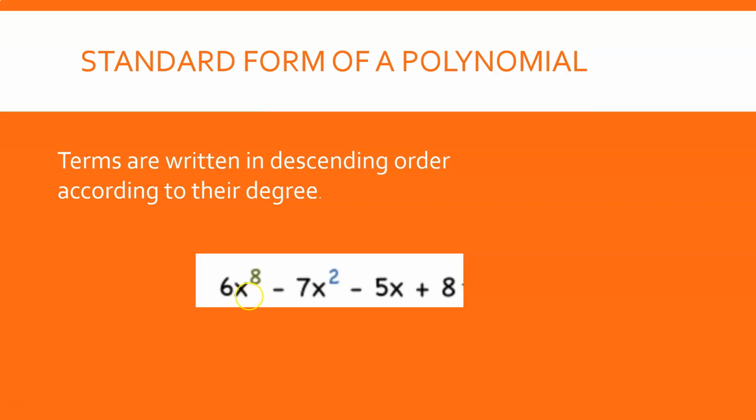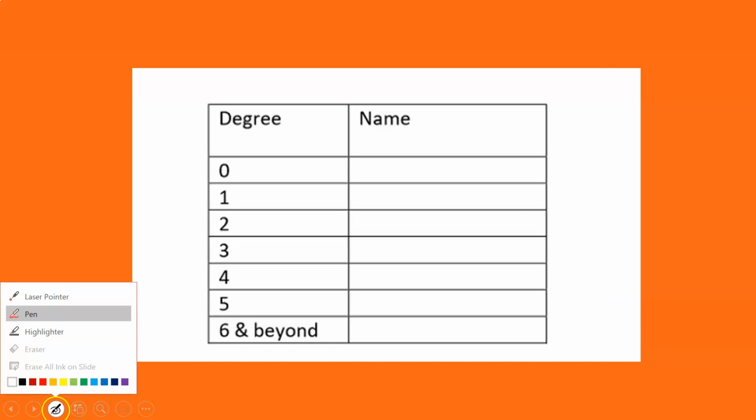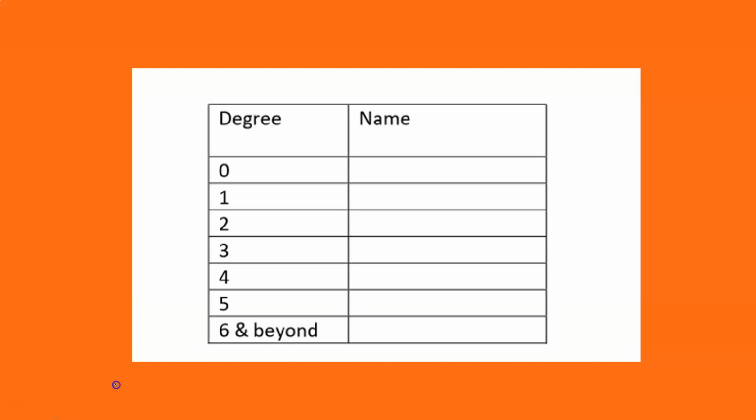So this one has degrees of 8, 2, 1, and 0. So they're from greatest degree to smallest. And this constant here has a degree of 0. So let's fill in the chart. We're going to have to learn some names of polynomials, or classifications, that is.